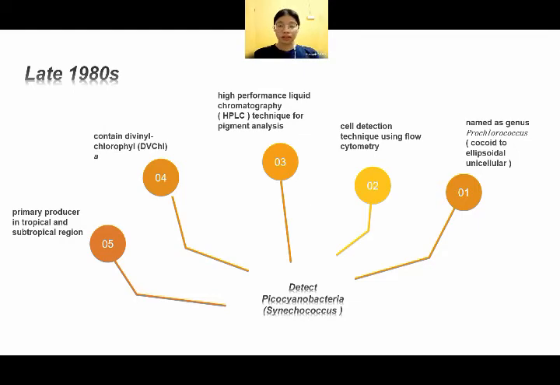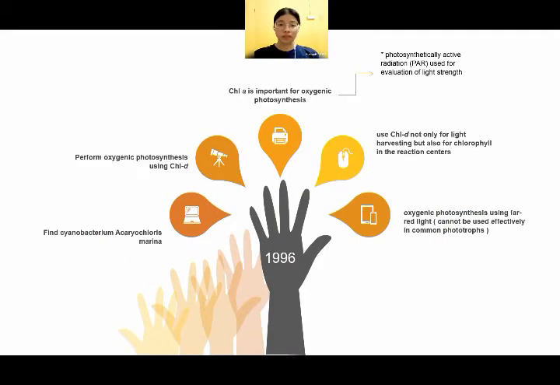In 1996, a cyanobacterium, Acaryochloris marina, was detected, which can perform oxygenic photosynthesis using chlorophyll D. What is chlorophyll D? Chlorophyll D is a redshifted chlorophyll which can absorb far-red light, 30 nanometers longer in wavelength than chlorophyll A. This cyanobacterium uses chlorophyll D not only for the light harvesting antenna but also for chlorophyll in the reaction center.